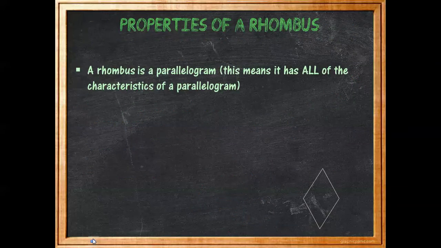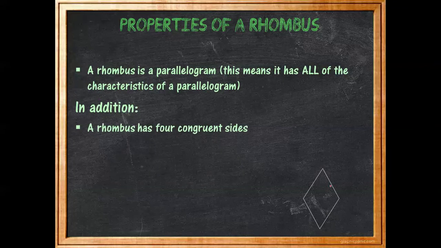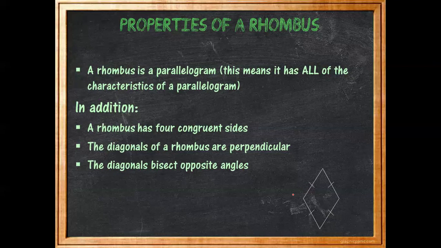Properties of a rhombus. A rhombus is a parallelogram, so that means it has all of the characteristics of a parallelogram that we just talked about. In addition, it also has four congruent sides, and the diagonals of a rhombus are perpendicular. That means when the diagonals go across from each other, they form a 90-degree angle. The diagonals also bisect opposite angles. That means that the diagonals cut these angles in half.